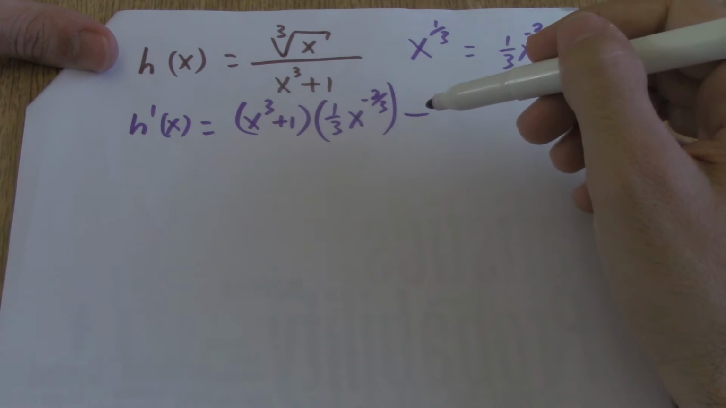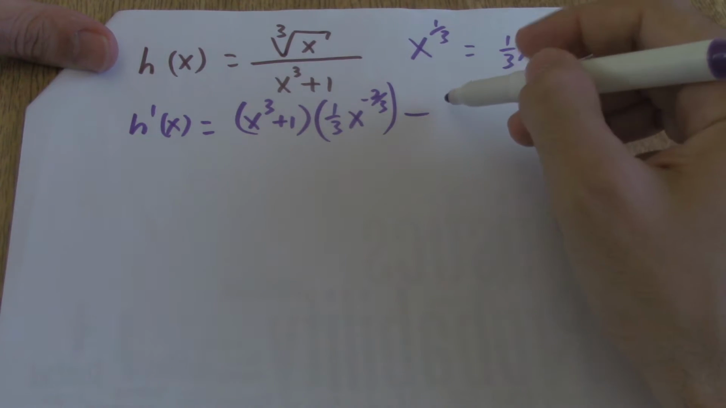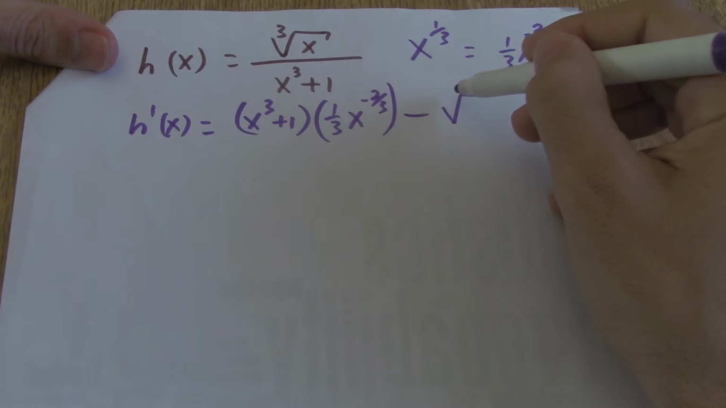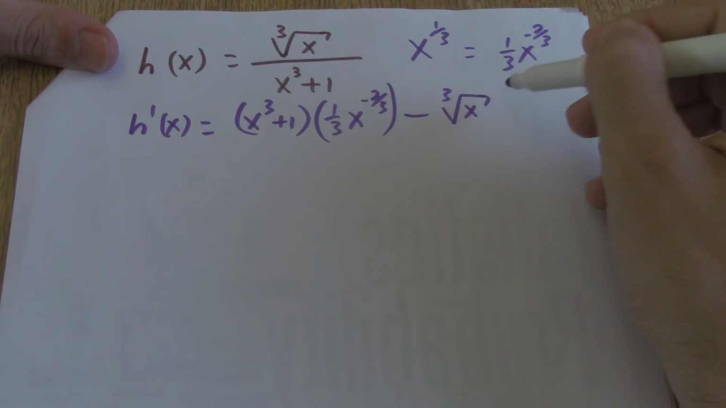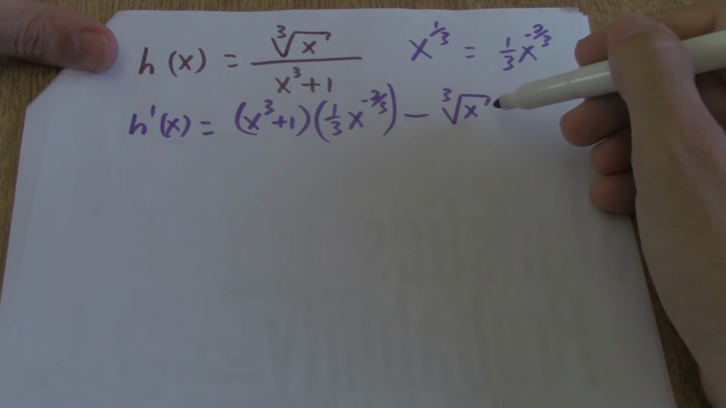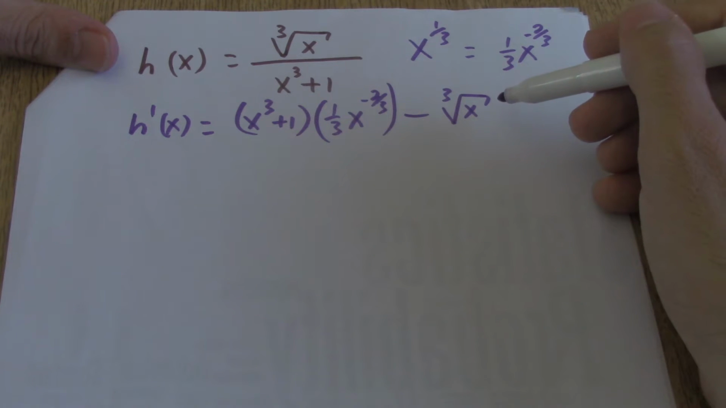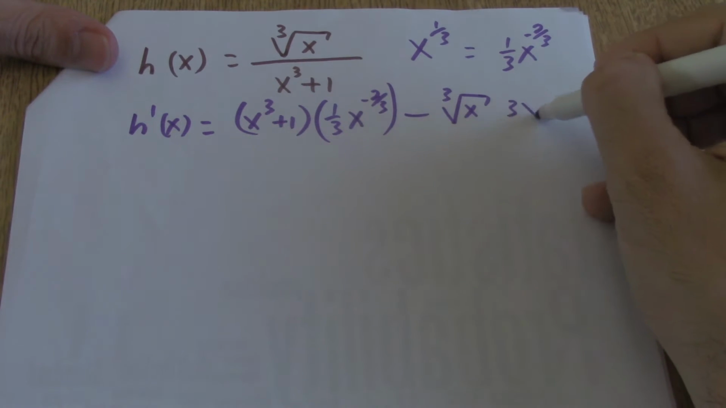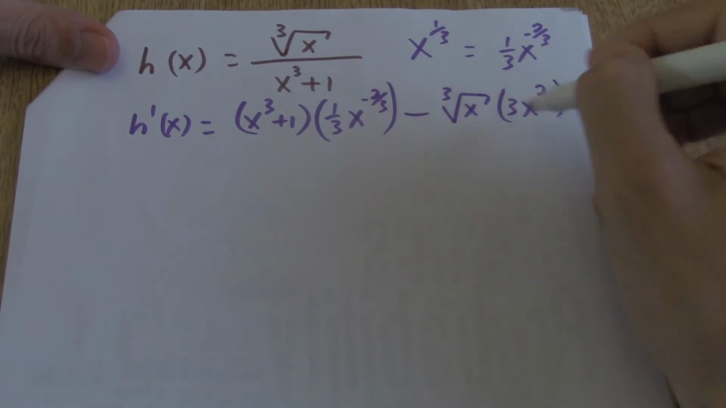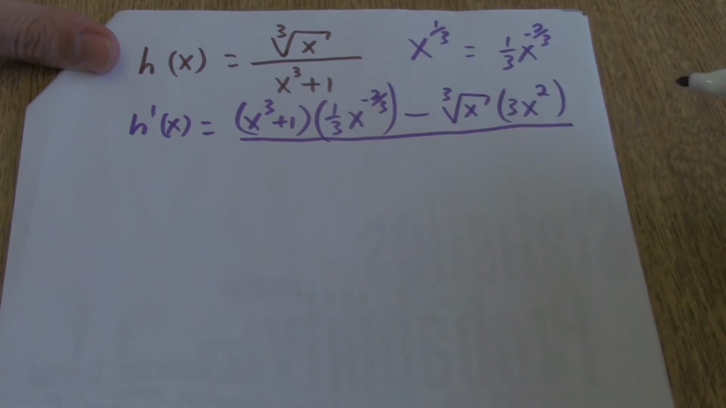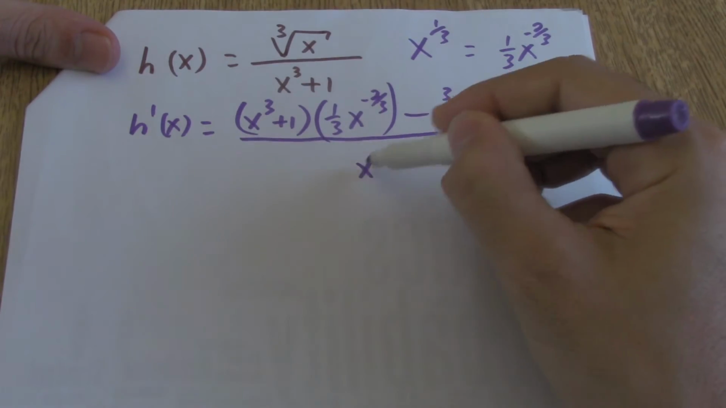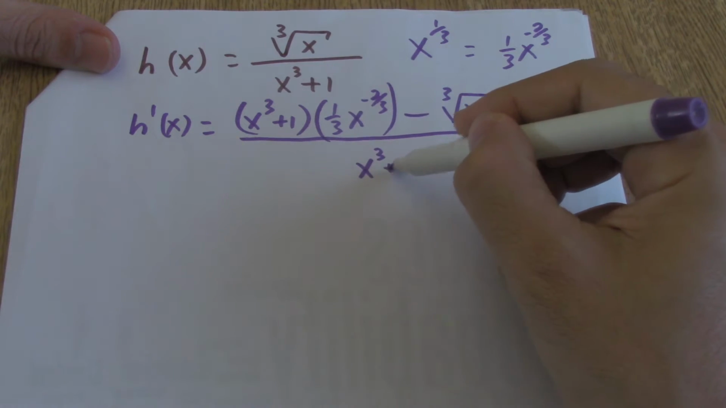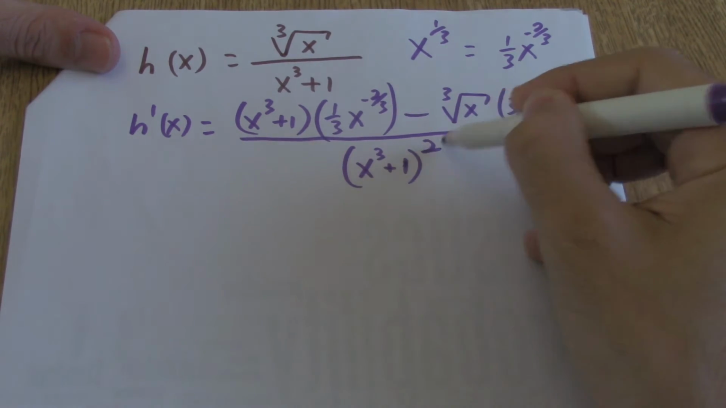minus, and now we write the top, cube root of x, times the derivative of the bottom. And that in this case would be 3x squared. All divided by the bottom, x cubed plus 1, squared.